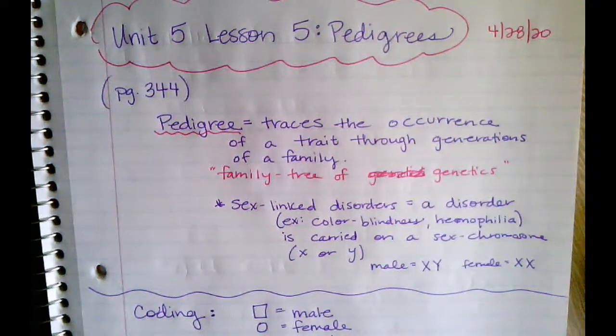So anyways, I like to call them family trees of genetics, and you'll see them in a second. There's a lot of shapes and a lot of lines and colors, and they all mean things, and they look really complicated at first, but you'll find that they're actually kind of easy.